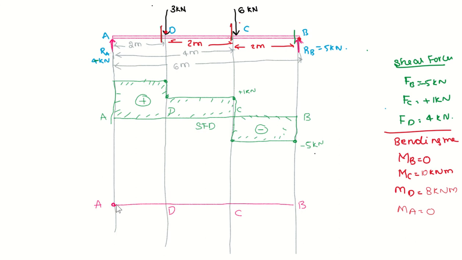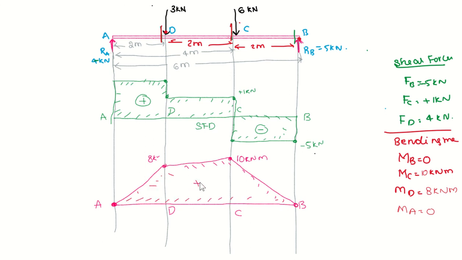Bending moment for a simply supported beam at the supports is 0. That is already proved. Now the bending moment at C is 10 kilonewton meter. MD, the bending moment at D, is 8 kilonewton meter. The relationship between these points is a straight line relationship, as we have discussed previously. If we join with a straight line, this is how the bending moment will be, and this is a positive bending moment.